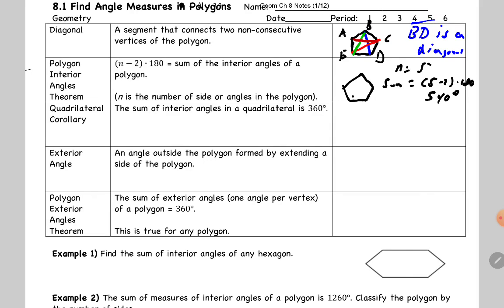And a quadrilateral corollary. Remember, corollary means basically because of the previous theorem, it's automatically assumed that the sum of interior angles of a quadrilateral is 360. Because a quadrilateral has 4 sides, so n equals 4. So n minus 2 times 180 is 2 times 180, which is 360.